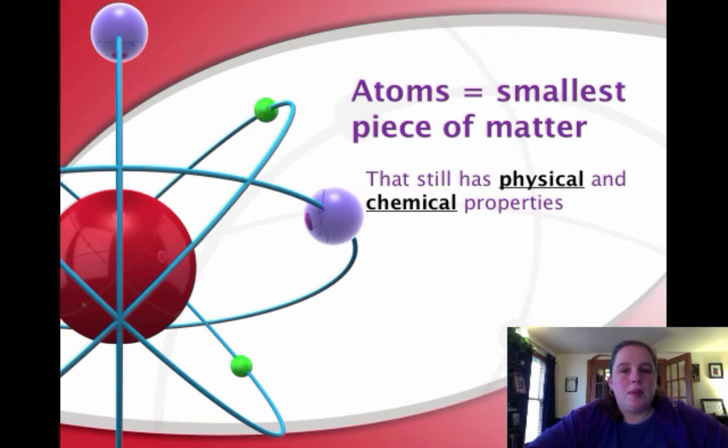Atoms are the smallest piece of matter. That's a good definition to start with. And when we say smallest piece of matter, we mean the ones that still have physical and chemical properties. Physical properties are like color and texture, luster, ductile, malleable, all those kinds of things. And chemical properties I taught you too, and that was reactivity and flammability. So atoms are the smallest piece of matter that still have both physical and chemical properties.